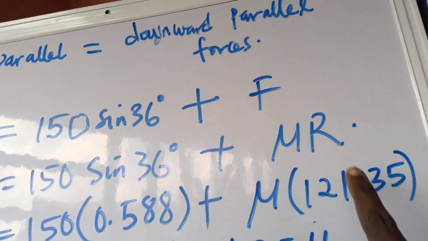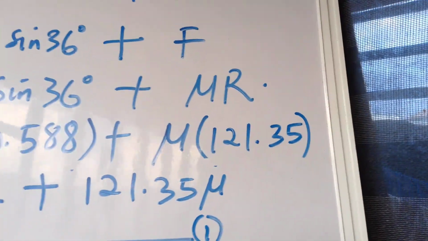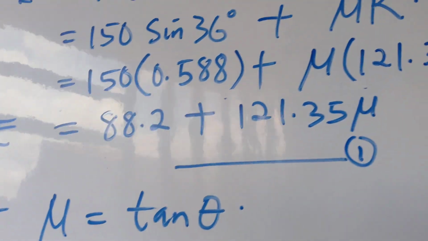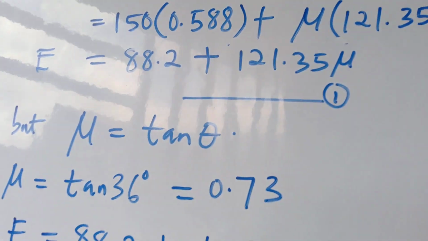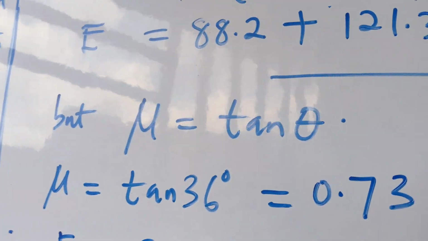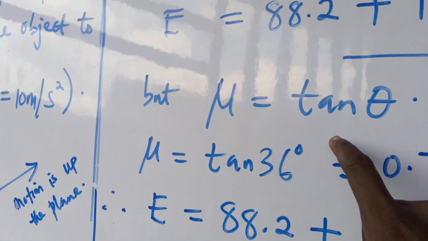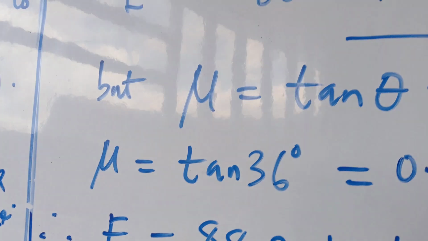That's what we substituted here in place of R. Then mu, the coefficient of friction, times 121.35. If you multiply it, you have 121.35 mu. Now we call that equation 1, because mu is unknown. Now we solve for the value of mu. We say that mu is equal to tan theta.